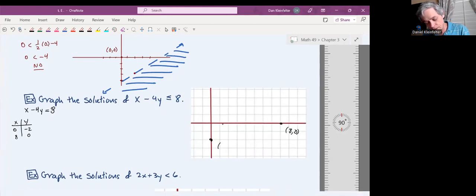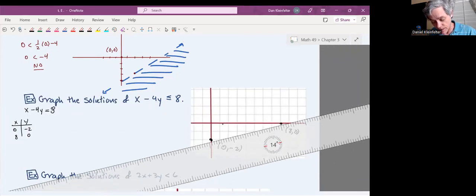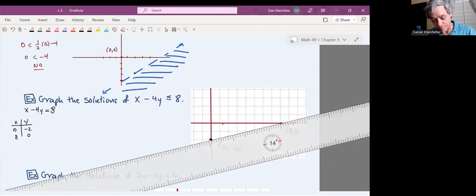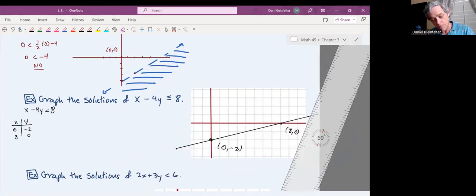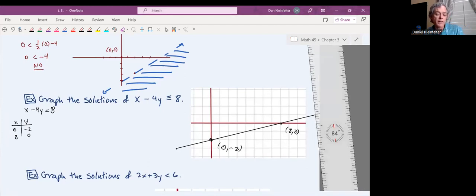I like to label the intercepts just to help people read it better. On this one, it was less than or equal to, so we're going to be graphing the line with a solid line instead of a dashed line. Okay, and so now I want to test a point not on the line. So once again, I'm going to use the origin just because 0 is easy to calculate with. So we're going to test the origin.